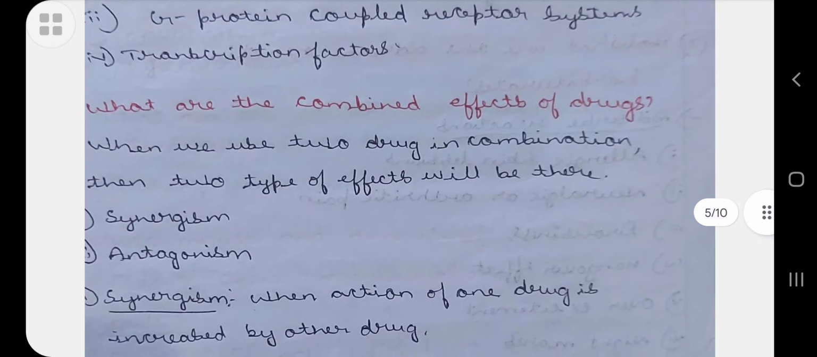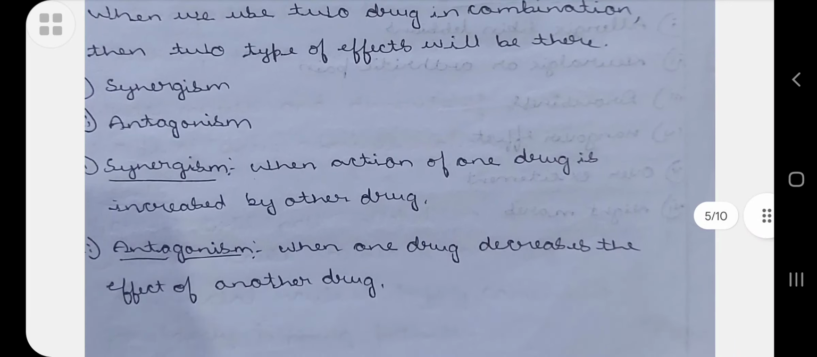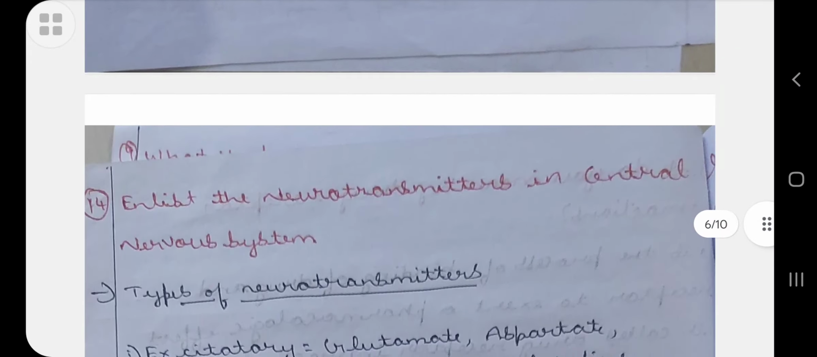What are the combined effects of the drugs? When we use two drugs in combination, then two types of effects will be there: synergism and antagonism. Syner, what is the syner? Addition, when the action of the drug is increased by the other drug. Anta means opposite, when the action of the drug is decreased by the other drug.